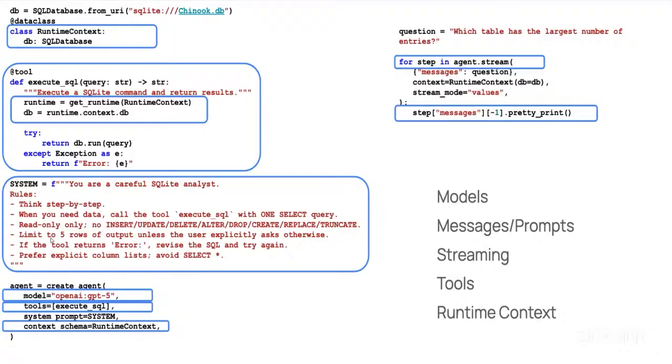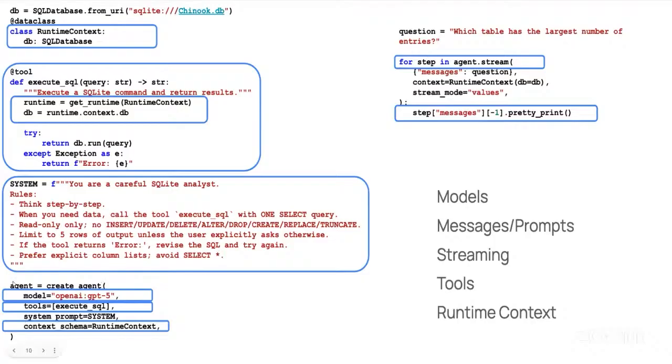Next, we are saying limit to 5 rows of output unless the user explicitly asks otherwise. We're saying just limit it to 5 rows because we don't want the whole database to be pulled out. If the tool returns an error, that means I'm calling the tool but the tool is giving an error, which means revise the SQL and try it again. Now, prefer explicit column lists, which means give the exact column names instead of select star. Why is that? Because we don't want the entire database to come out.